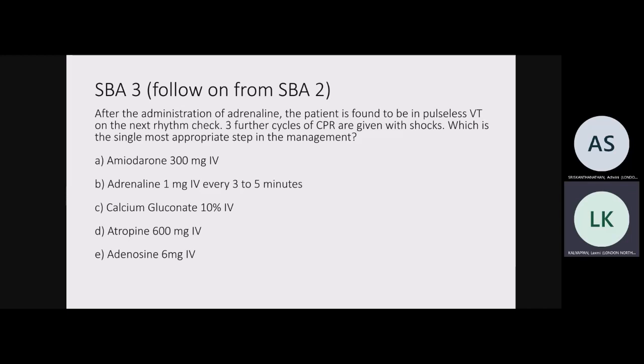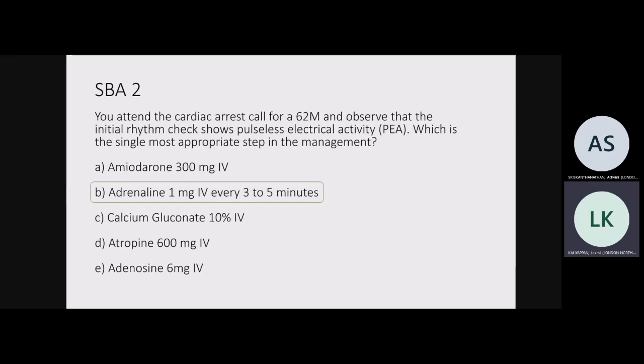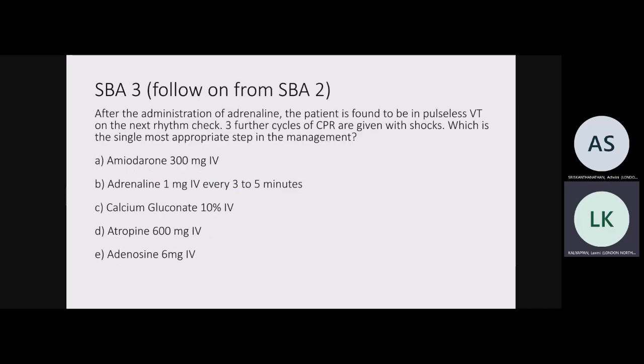The next SPA is after you've given this patient adrenaline, the patient is found to be in pulseless VT on the next rhythm check in 2 minutes. So you have 3 further cycles of CPR where you've given shocks. What is the next appropriate step in the management of this patient now? So you've given adrenaline, they've had 3 cycles of CPR with shocks. What sort of drugs would you want on board at this point? Again, this is all based on the algorithm, which we'll go through in a bit. Brilliant. So the answer is amiodarone, 300 milligrams.